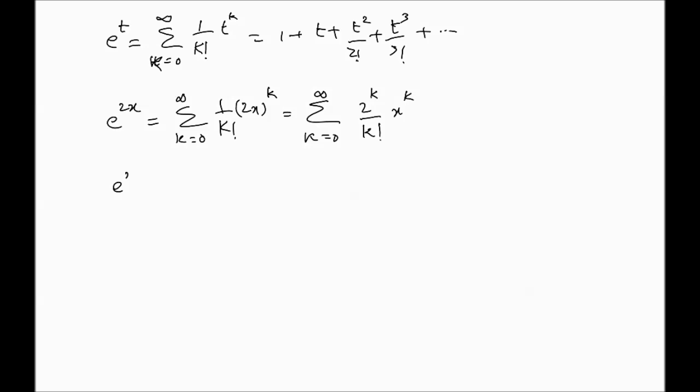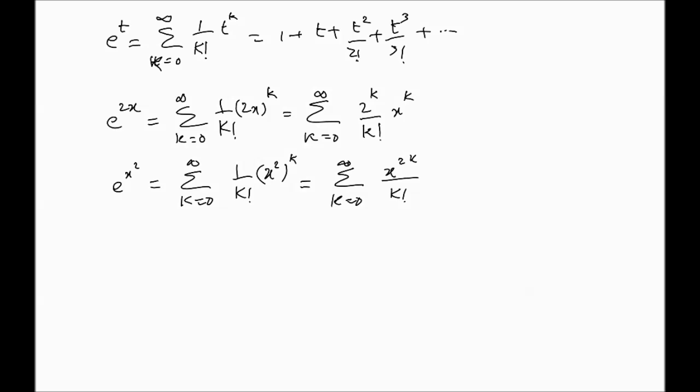Similarly, you can do e to the x squared. That would mean the sum from k equals 0 to infinity of 1 over k factorial, with x squared replacing the t. We can simplify that a little bit and write it as x to the 2k over k factorial. Now these happen to be convergent everywhere, just like the first one.